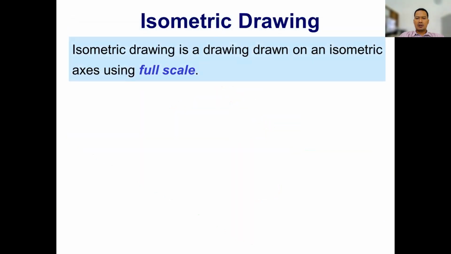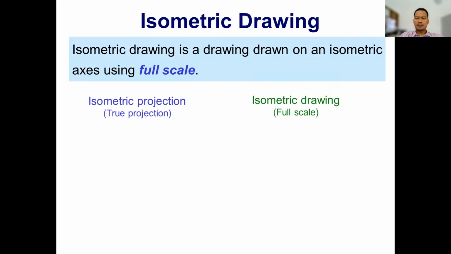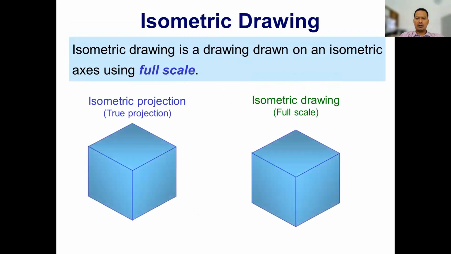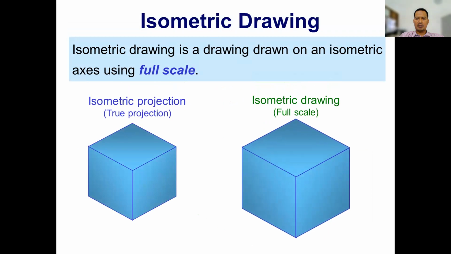Isometric drawing is a drawing drawn on an isometric axis using full scale. Isometric projection uses true projection, and the isometric drawing uses full scale. For example, like this. For the isometric projection, we have a certain reduced dimension. For the isometric drawing, we have full scale.